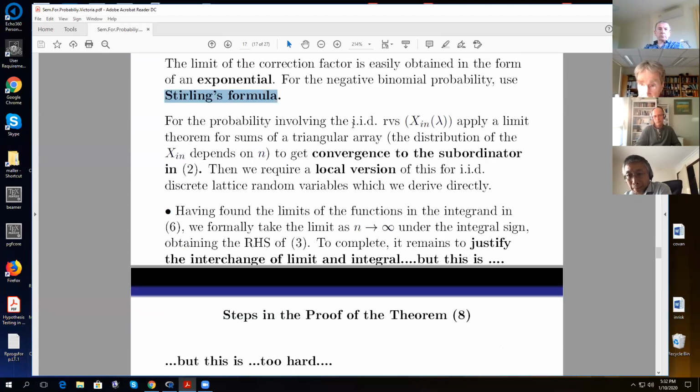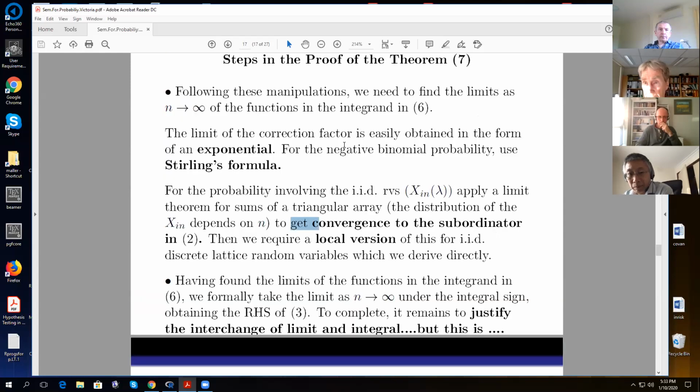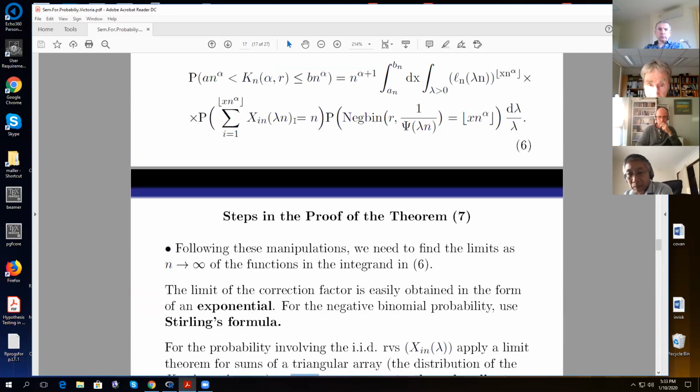For the x's, as I say, we have a sum of a triangular array, but we need a local, so we're going to appeal to the usual asymptotic theory, going back a long way to Gnedenko, Kolmogorov, or even earlier than that, to get the limit of the sum of the x's. But we actually need a local version of that because we have this summation equal to n here.